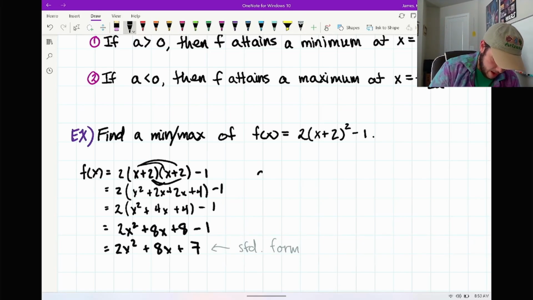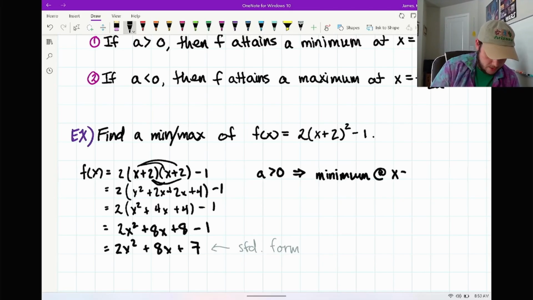Remember, a being positive means it's a minimum at x equals negative b, which is 8, over 2 times a, which is 2. That's going to be negative 8 over 4, or negative 2.